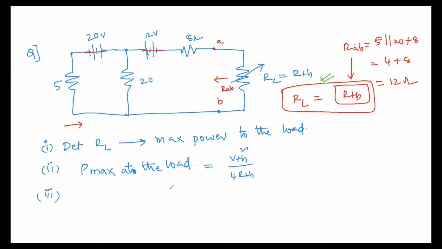For the second question's answer, we have to find VTH first. How to find VTH? The same thing, just remove the load, already removed. Then find the voltage across the AB terminals.